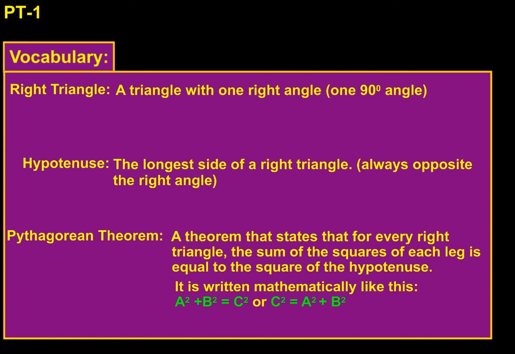Pythagorean Theorem: a theorem that states that for every right triangle, the sum of the squares of each leg is equal to the square of its hypotenuse. It is written mathematically like this: a squared plus b squared equals c squared. Or the reverse is true: c squared equals a squared plus b squared.